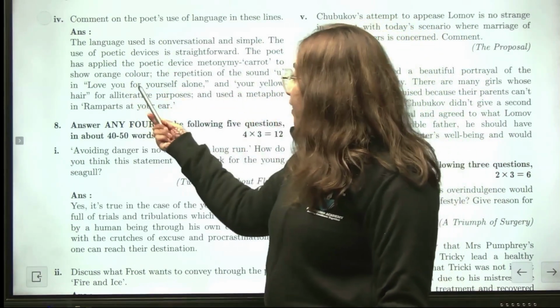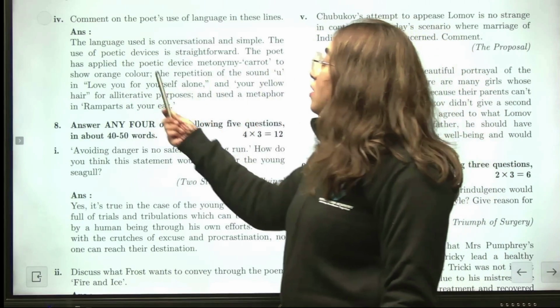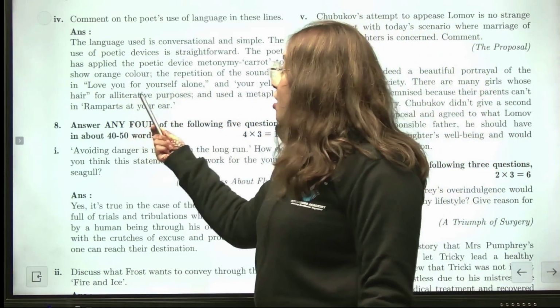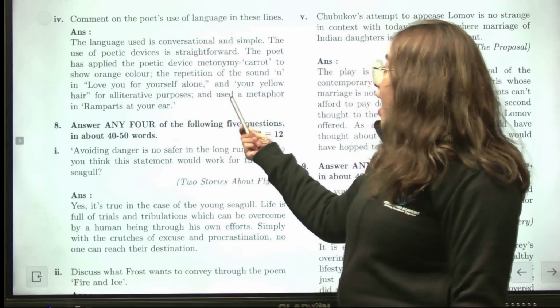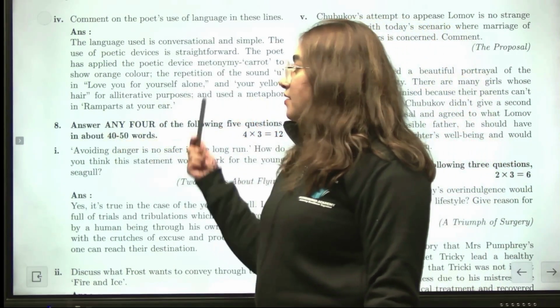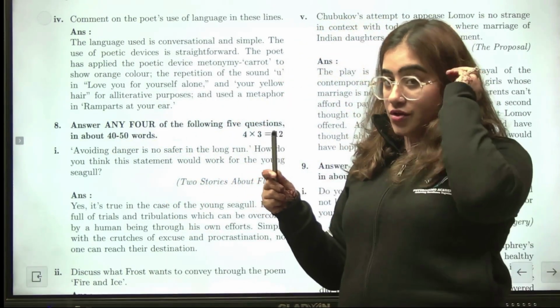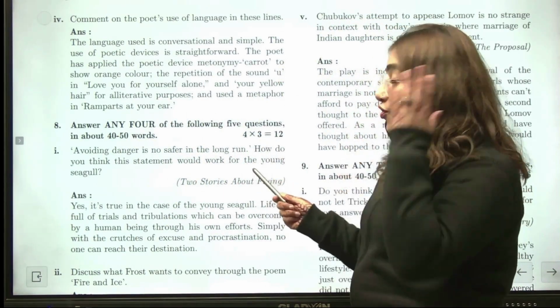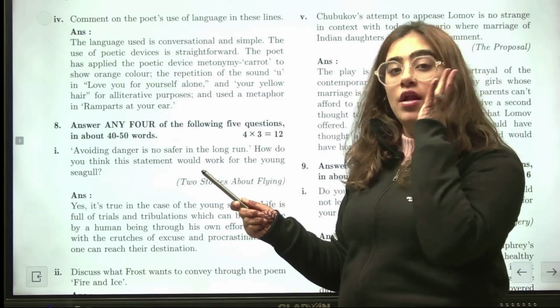Carrot to show orange color, repetition of sound, you in love you for yourself alone, and your yellow hair for alliterative purposes, and use the metaphor in rampart at your ear. So rampart is basically a wall to protect your ear. Clear? So wall of hair to protect your ear.